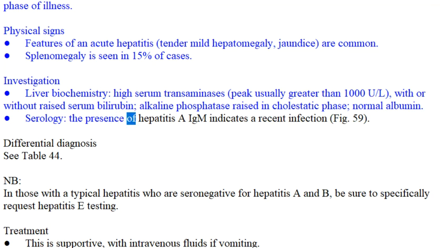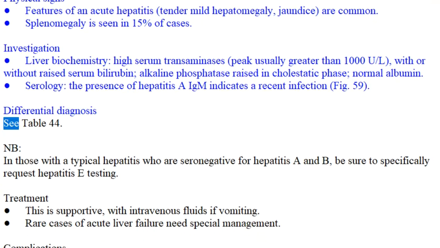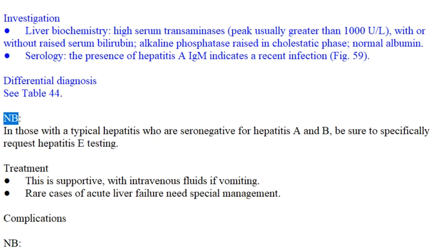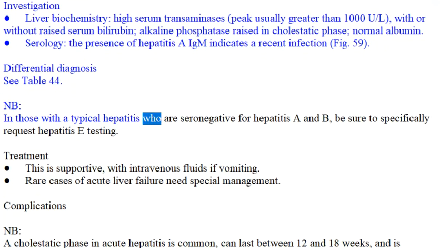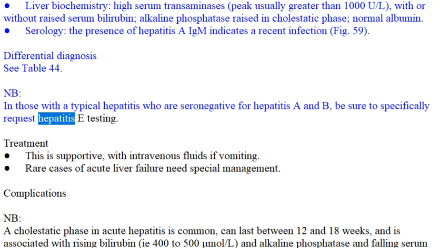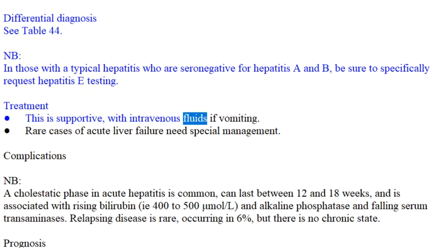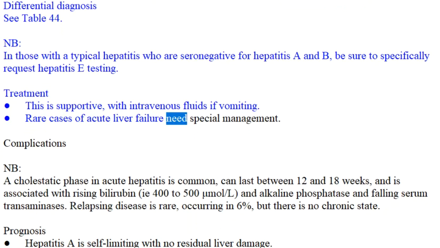Serology. The presence of hepatitis A IgM indicates a recent infection, Fig 59. Differential diagnosis. See Table 44. NB. In those with atypical hepatitis who are seronegative for hepatitis A and B, be sure to specifically request hepatitis E testing. Treatment. This is supportive, with intravenous fluids if vomiting. Rare cases of acute liver failure need special management.